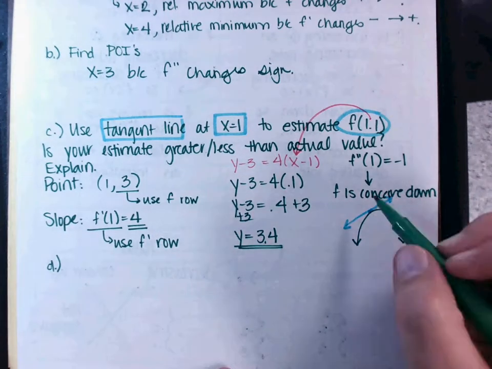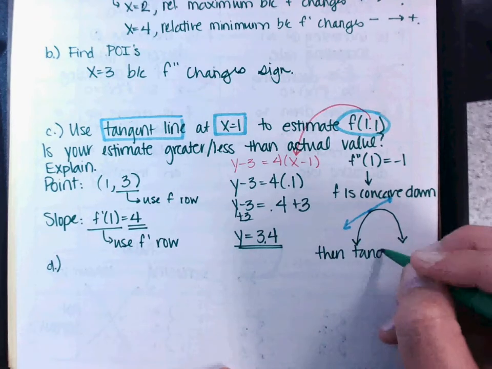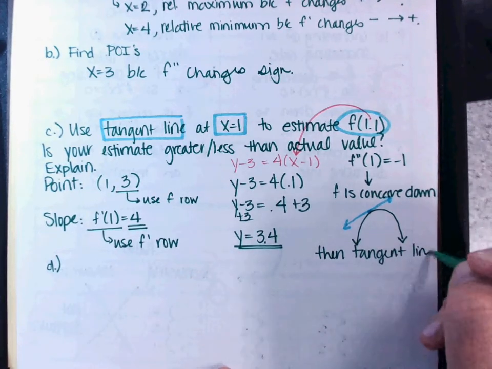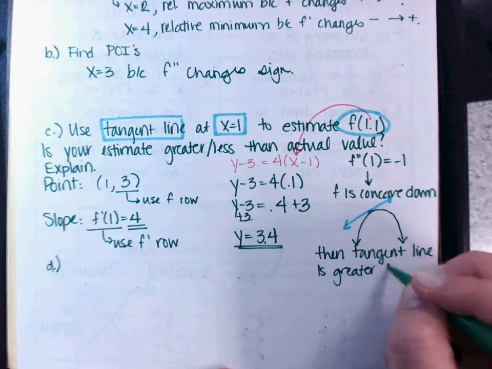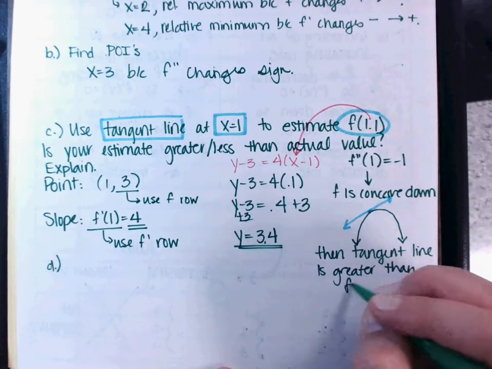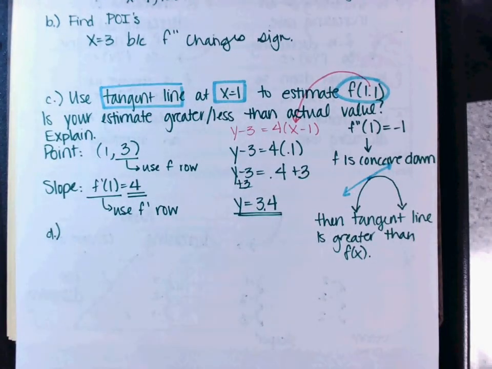So if f is concave down, then my tangent line is greater than f of x. Anytime your graph is concave down, your tangent line is always going to cut above the curve. No matter which x you're at, that's always going to be true.